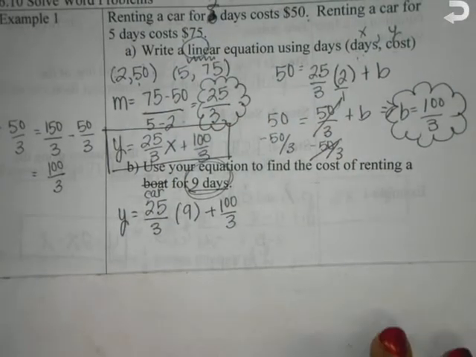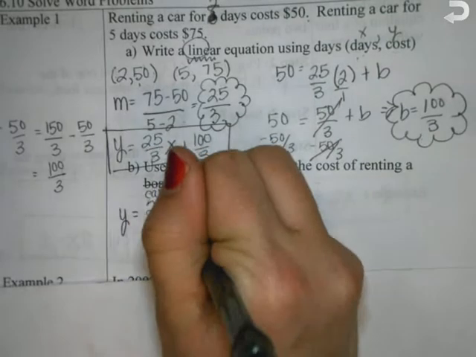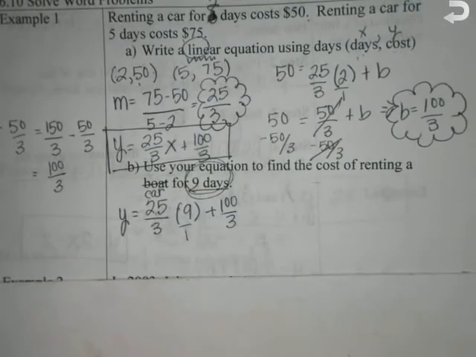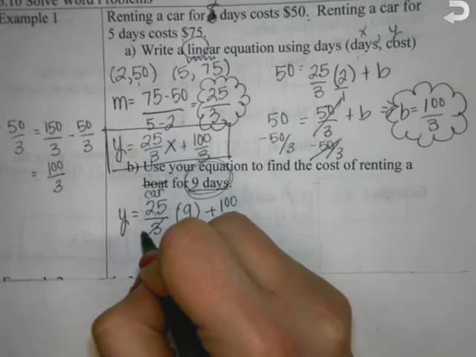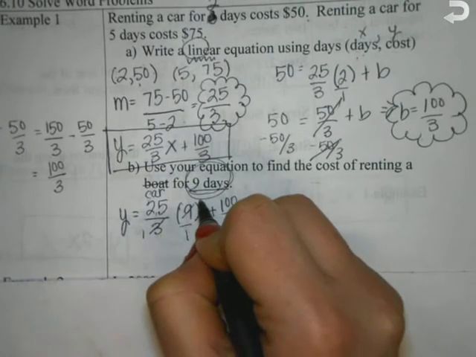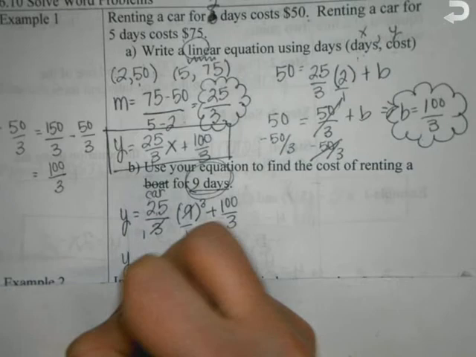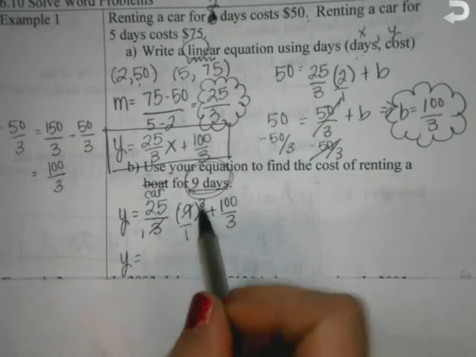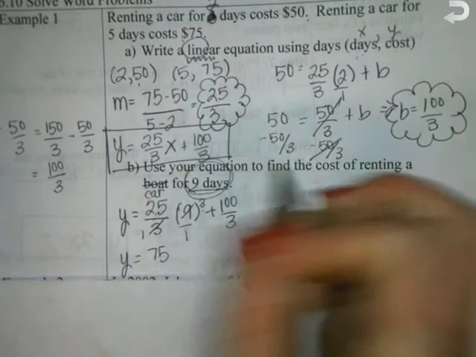We can put 9 over 1, and before I multiply 25 times 9, I can reduce. 3 goes into 3 once, and 3 goes into 9 three times. So that's going to be Y equals 25 times 3, 75, plus 100 over 3.